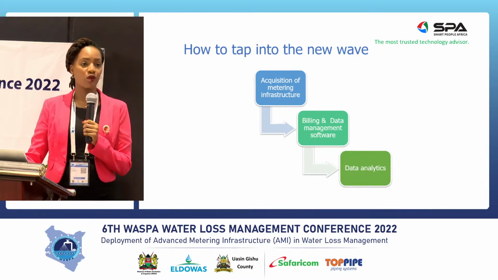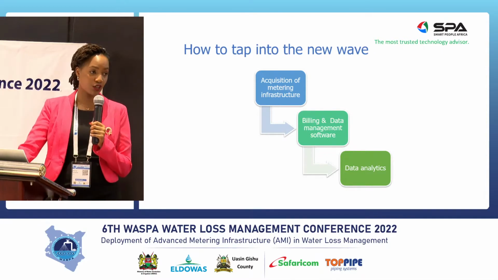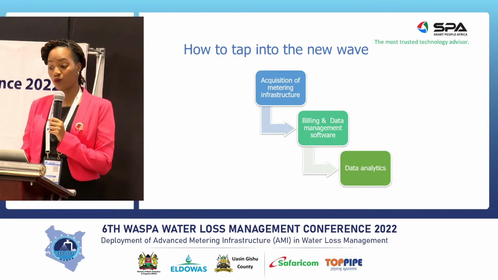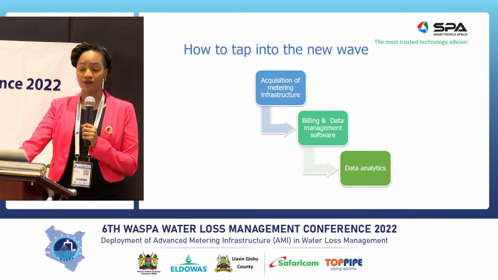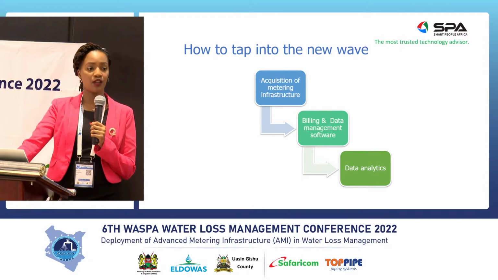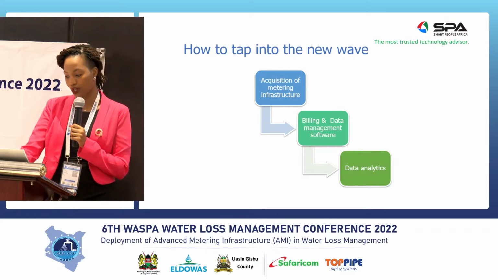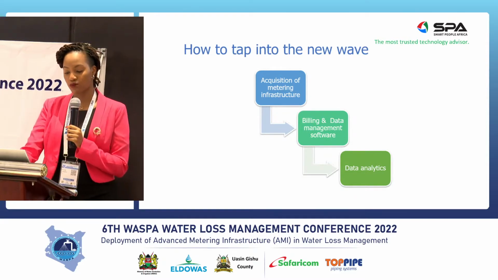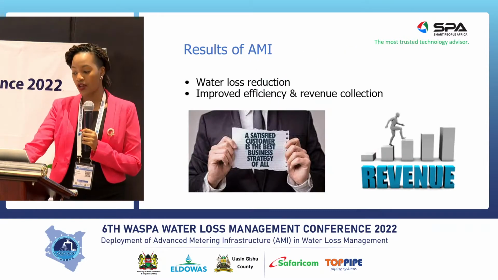Without the software and without the data, your meters are not going to help you much with regards to non-revenue water reduction. You need the software to help you figure out what exactly is happening, what the data is, what is on the ground, what we are fixing, and what we are working towards. And that is the data analytics. So when it comes to the result of the AMI, of course, there's a water loss reduction, improved efficiency and revenue collection.